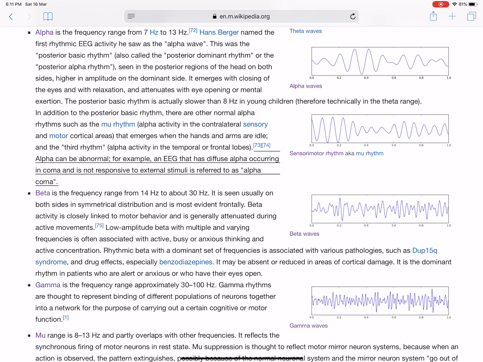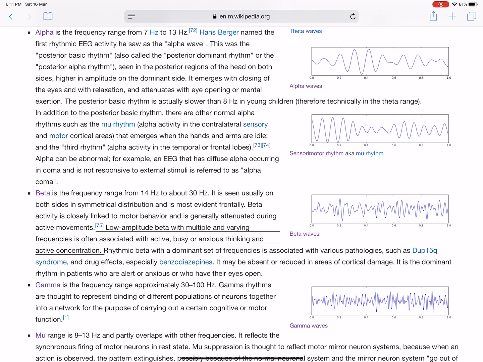Beta waves. Beta is the frequency range from hertz to about hertz. It is seen usually on both sides in symmetrical distribution and is most evident frontally. Beta activity is closely linked to motor behavior and is generally attenuated during active movements. Low amplitude beta with multiple and varying frequencies is often associated with active, busy or anxious thinking and active concentration.